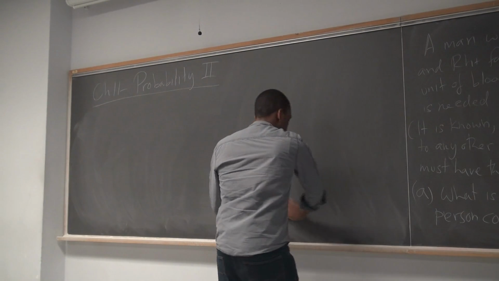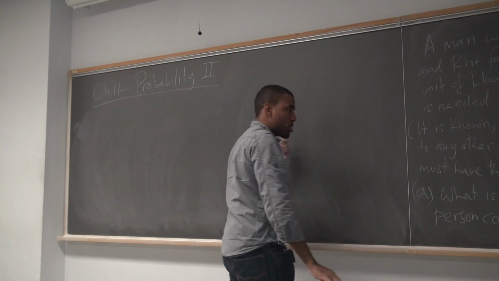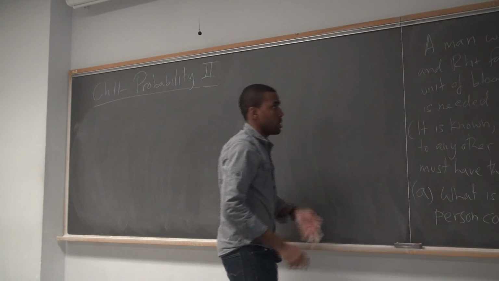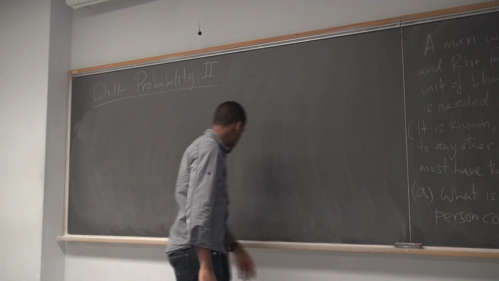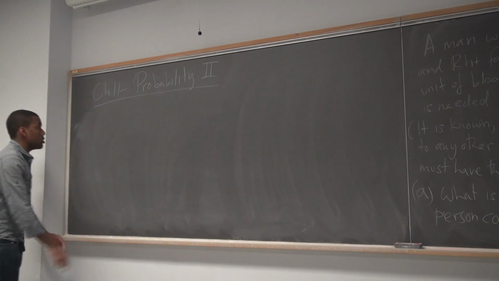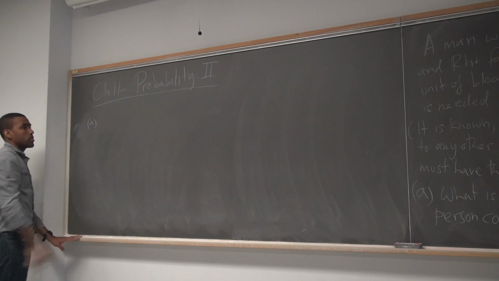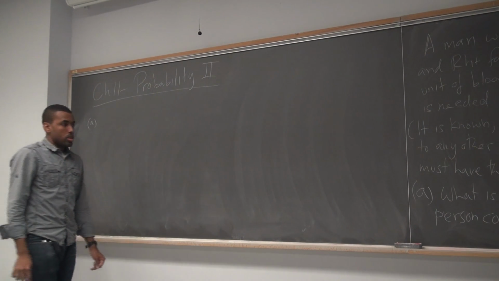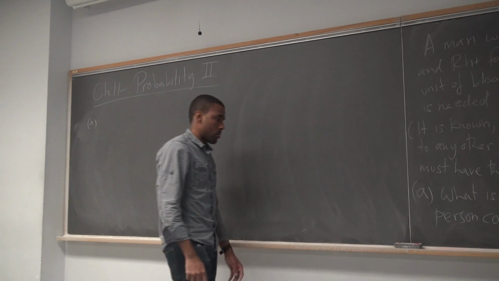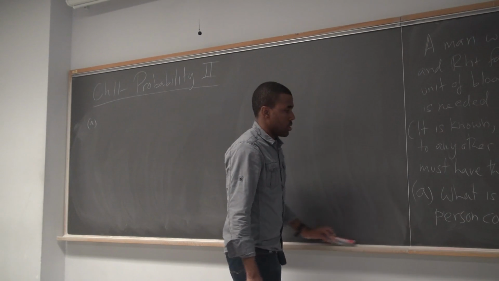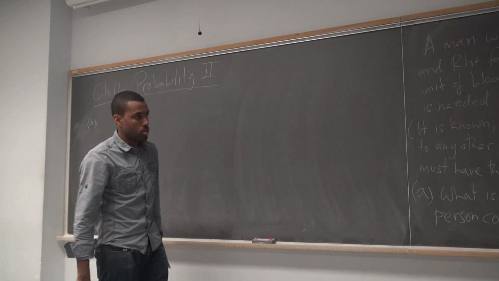If this question is asked, they'll give you all the probabilities, so you don't really have to memorize them. They'll tell you what the probabilities are, and then they'll ask you a question like this. Okay, let's do part A. What's the probability that a random person could donate blood to this person?